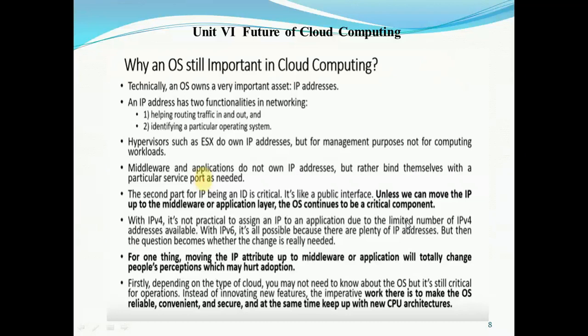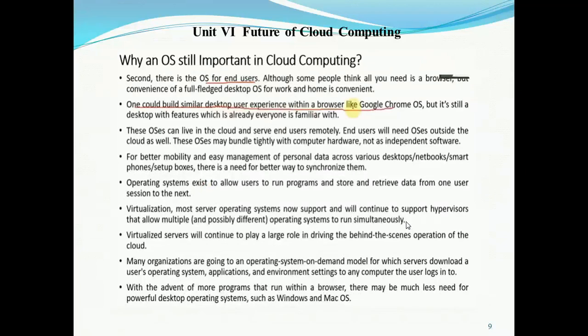For one thing, moving an IP attribute up to the middleware or application will totally change people's perception, which may hurt adoption. Depending on the type of cloud, you may not need to know about the OS, but it's still critical for operations. Instead of innovating new features, the imperative work there is to make the OS reliable, convenient, and secure, while at the same time keeping up with new CPU architecture.